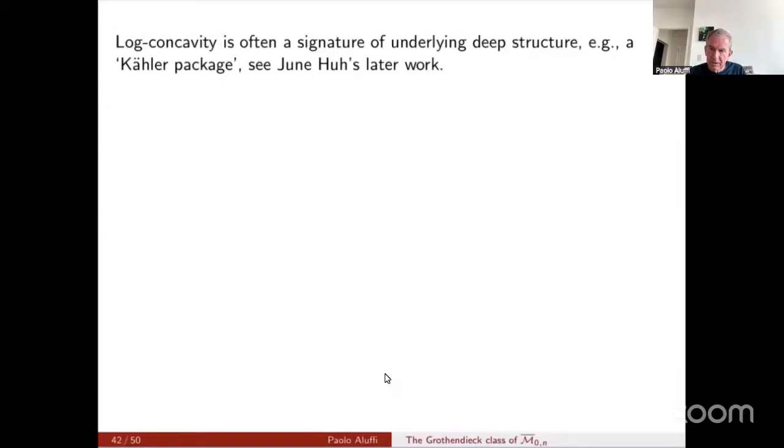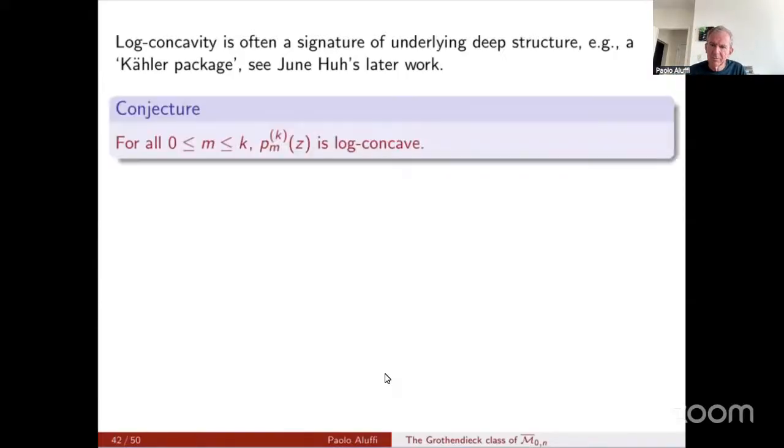As Jun Ha has taught us, log concavity is usually a signature of something very deep, what he calls a Kähler package. That's the case for the chromatic polynomial. So there you go. We see that here. These polynomials look log concave. I can ask Maple to check log concavity, and the first 150 are log concave. I mean, we have overwhelming numerical evidence.